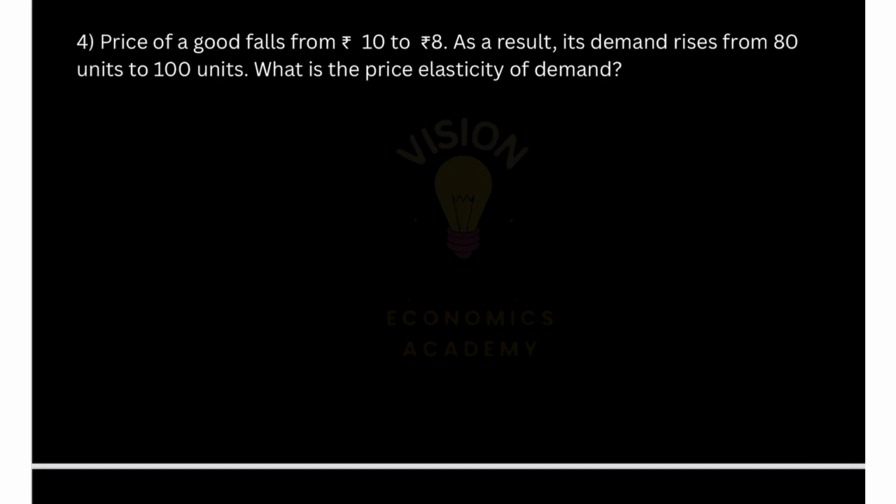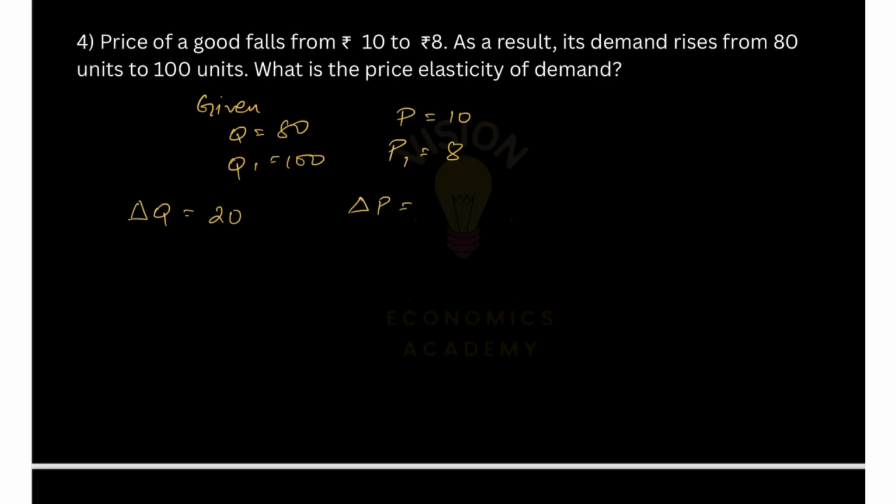Question number 4. Given, again, the quantity is 80 and the quantity has changed to 100. Price was 10 and it has reduced to 8. Now the change in quantity is 100 minus 80, that is 20. Change in price is 8 minus 10, that's minus 2.